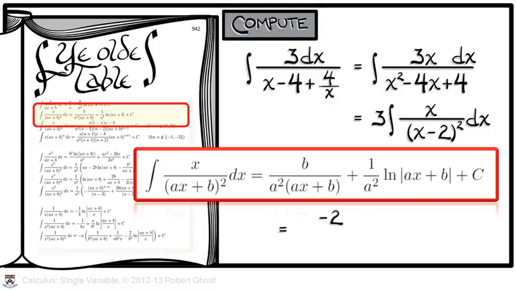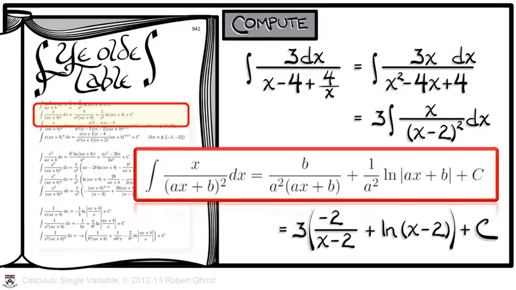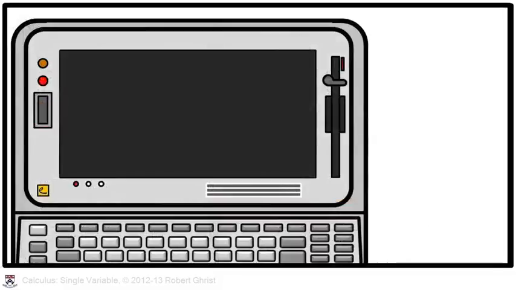In this case, what would one have? Well, b is negative 2, and a is equal to 1. And so, following the formula, one gets negative 2 over x minus 2 plus log of x minus 2 plus a constant. Oh, wait, we have to multiply everything by that 3 that was out in front. And that's how one would use a table.